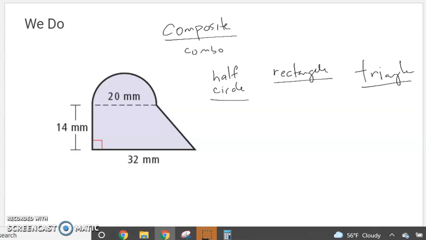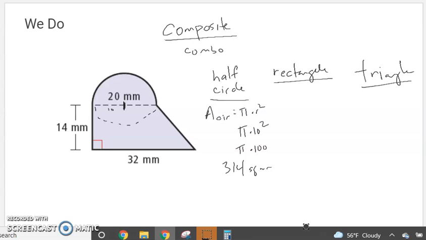Okay. Let's start with the half circle. So if it were a whole circle, which it is not, I would use the area formula for a circle, which is pi times the radius squared. Don't have the radius, do have the diameter. So if that were cut in half, the radius would be 10. So the area is going to be pi times 10 squared, which is pi times 100, which is about 314 square millimeters.